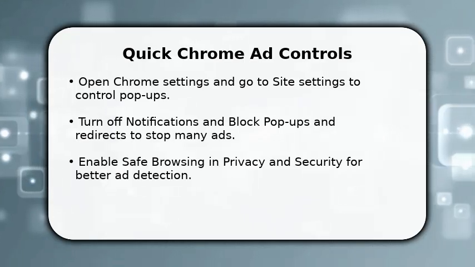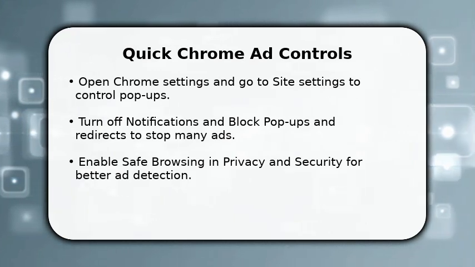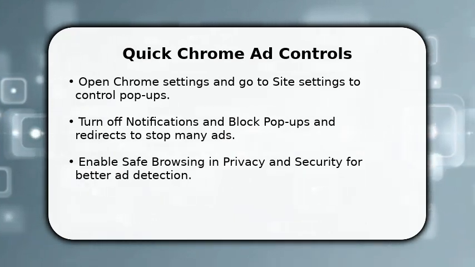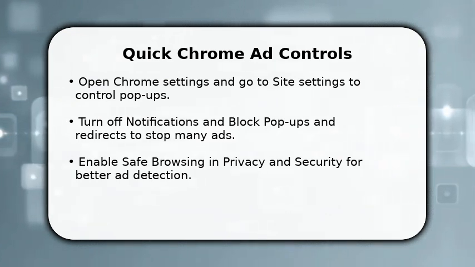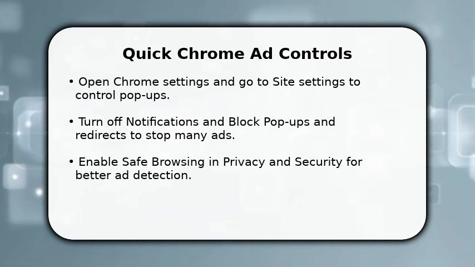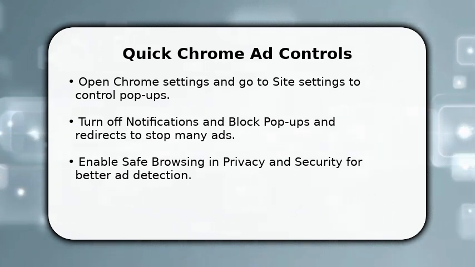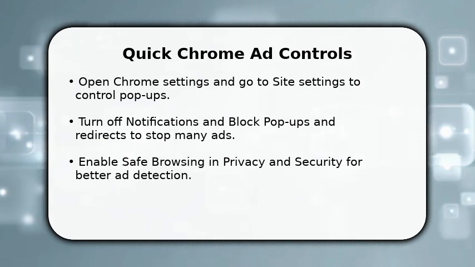Open Chrome on your Android phone to start removing unwanted ads. Tap the three dots, then Settings to access controls. Select Privacy and Security to find safe browsing and other protections. Turn on Standard or Enhanced Safe Browsing for better ad and malware detection.